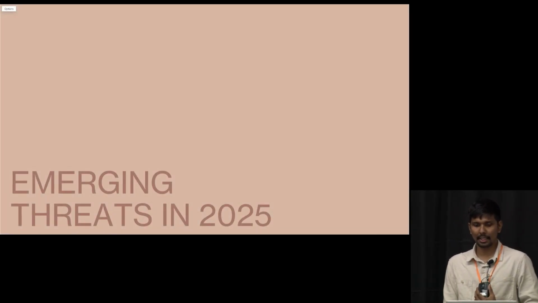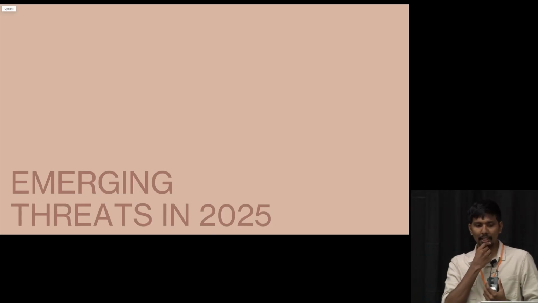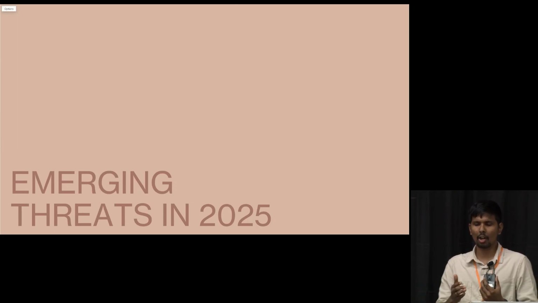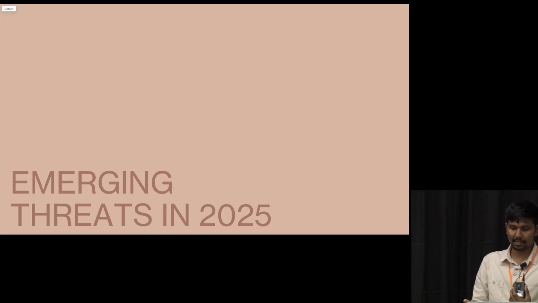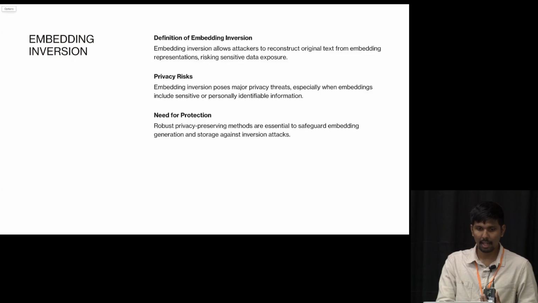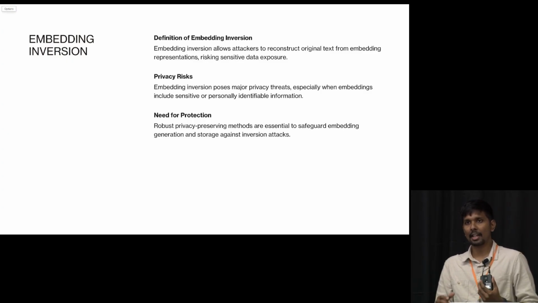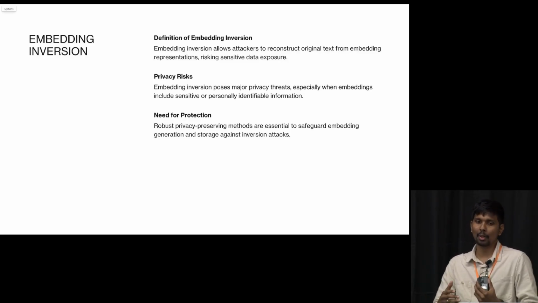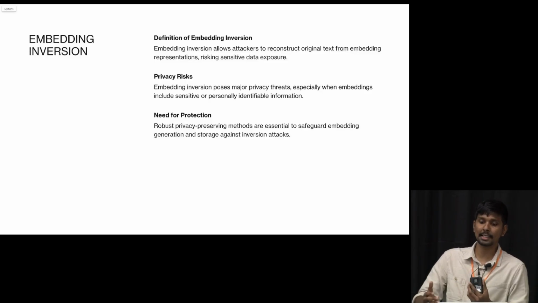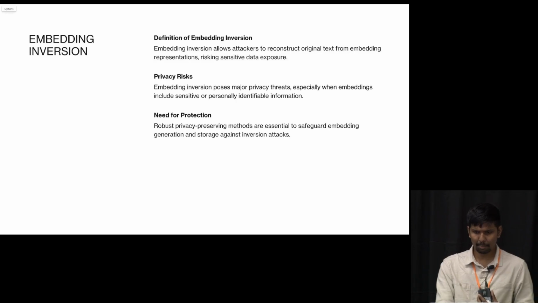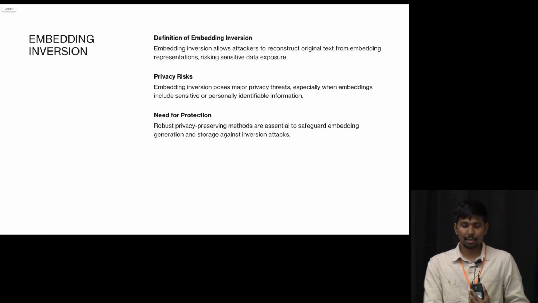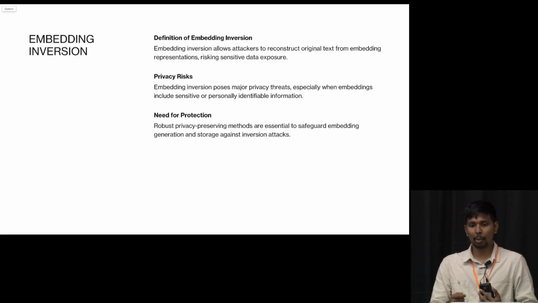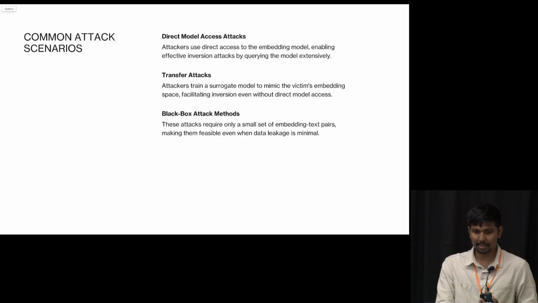Some of the threats, and this is not an exhaustive list of course, are listed by the OWASP top 10 in their blog as commonly seen threats for vector databases, and one of them is embedding inversion. Embedding inversion provides a way for attackers to reconstruct the original text from embedding representations, which they can use to reconstruct sensitive data, causing a sensitive data leak. So that is a privacy risk, and this is one attack we need to be aware of for safeguarding our vector databases.